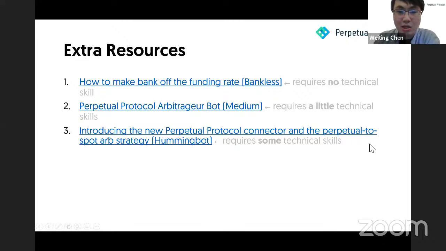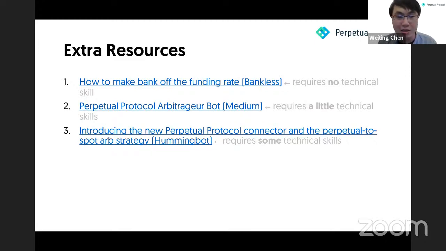The first one is an article I wrote on Bankless. This article goes through everything I just taught you, but with 3 extra tips to make money with funding payments. Because what I just told you is a market neutral approach, opening 2 positions on 2 exchanges to make money, right? But there are other ways to make money from funding rates. And the things I teach in the article require 0 technical skills, so everyone could try to do it.